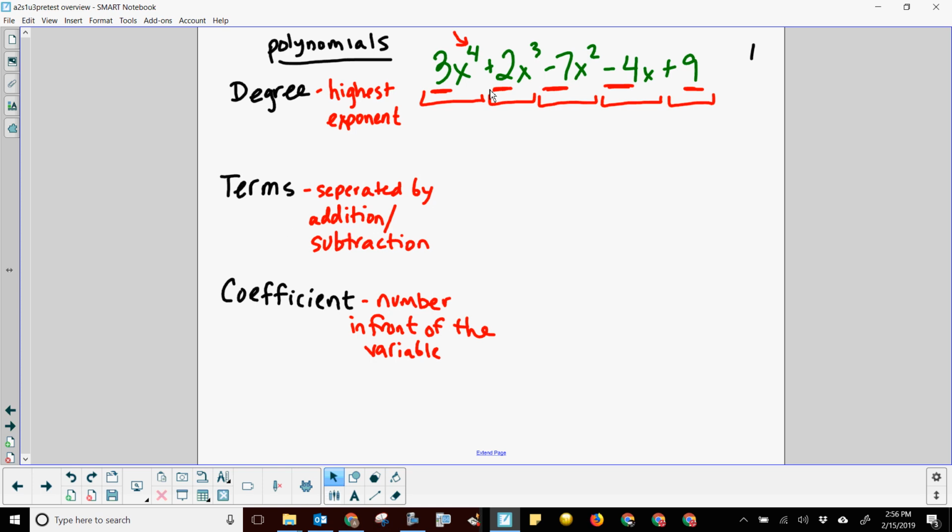Terms are separated by addition and subtraction signs. So something plus something minus something minus something plus something. Every time I said something, that's a term. So this one has 5 terms. Coefficients are the numbers sitting in front of all the variables. So 3, x to the 4th, 2, x to the 3rd, -7, x squared, -4, and 9 is technically a coefficient even though it doesn't have a variable with it. So that's concept number 1.